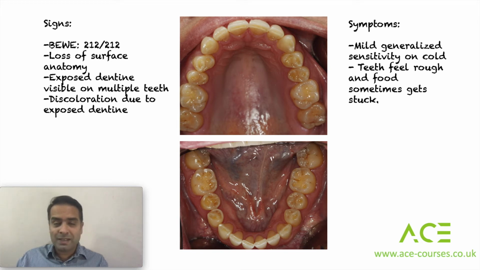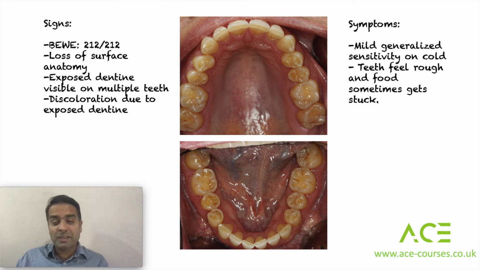The signs that we can see in her mouth immediately are that she has lost some surface anatomy of the teeth, to do with the tooth wear. A BWE score, or examination score, of 212 was noted, which mainly indicates that alongside losing some surface anatomy of the enamel, we do have some exposure of dentine and wear on the dentine, less than 50% on certain posterior teeth.